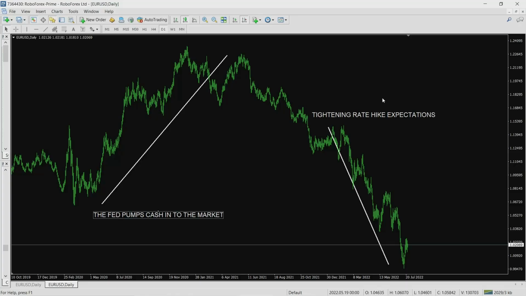Wait, let me start from scratch, from the beginning. Okay. The most important part is the main fundamentals. This is the EUR/USD daily chart.